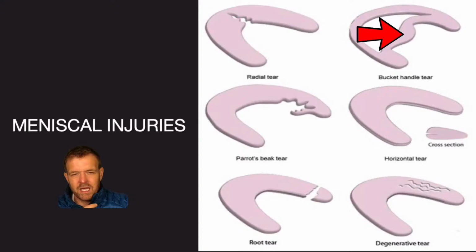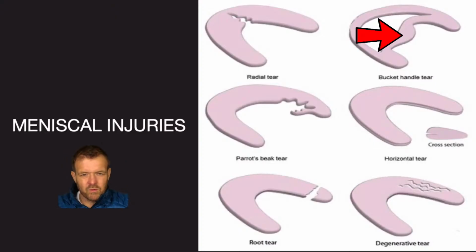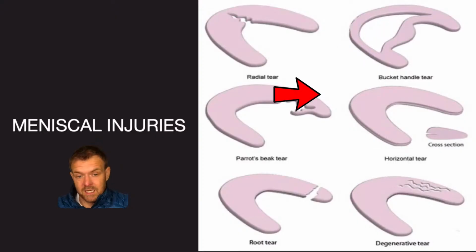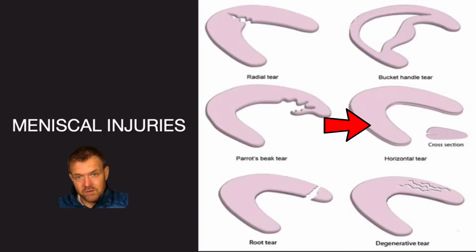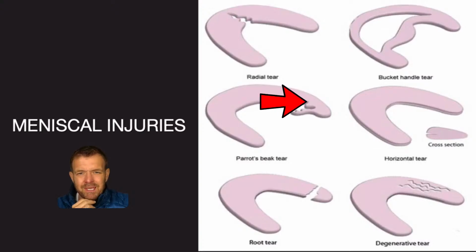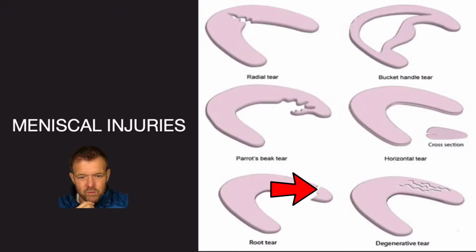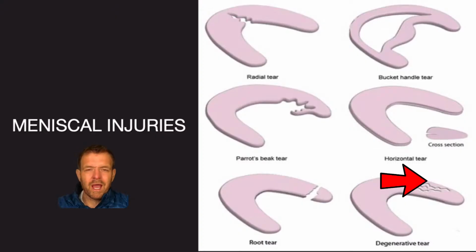These ones can lock. Obviously, if you've got that flap of meniscus and you get into a certain position and it flaps over, then as you try to straighten or bend your knee, it can lock in position, and that's often what people complain about if they've got a meniscal injury. We could have a horizontal tear, so from that wedge shape, coming through the meniscus. A parrot's beak, again, you might have heard of that one. A root tear, so this is the roots of the meniscus. And then a degenerative tear, which is kind of normal wear and tear, if you like.